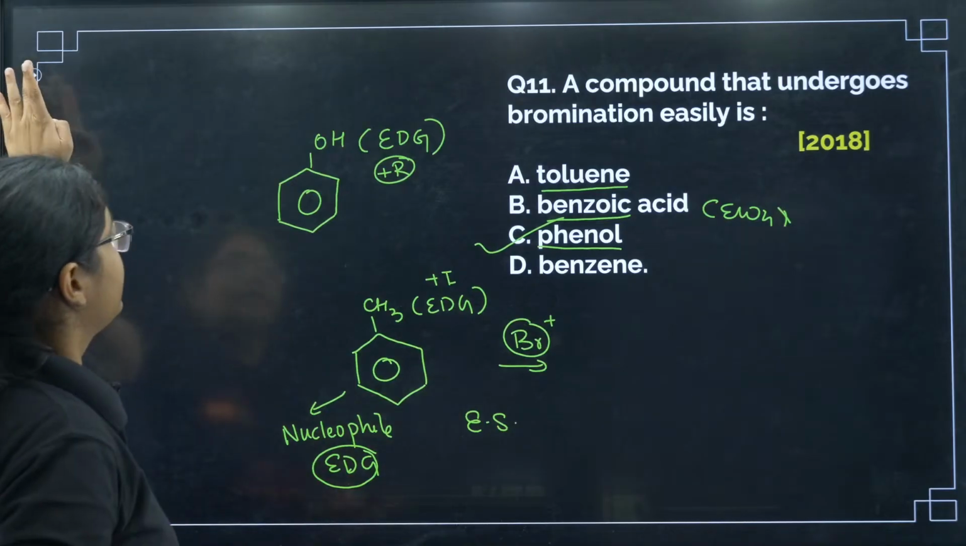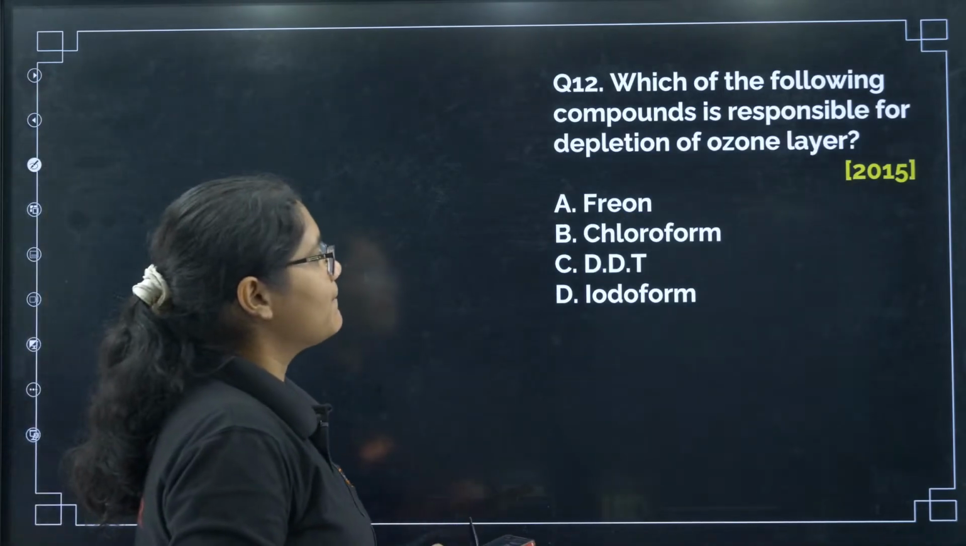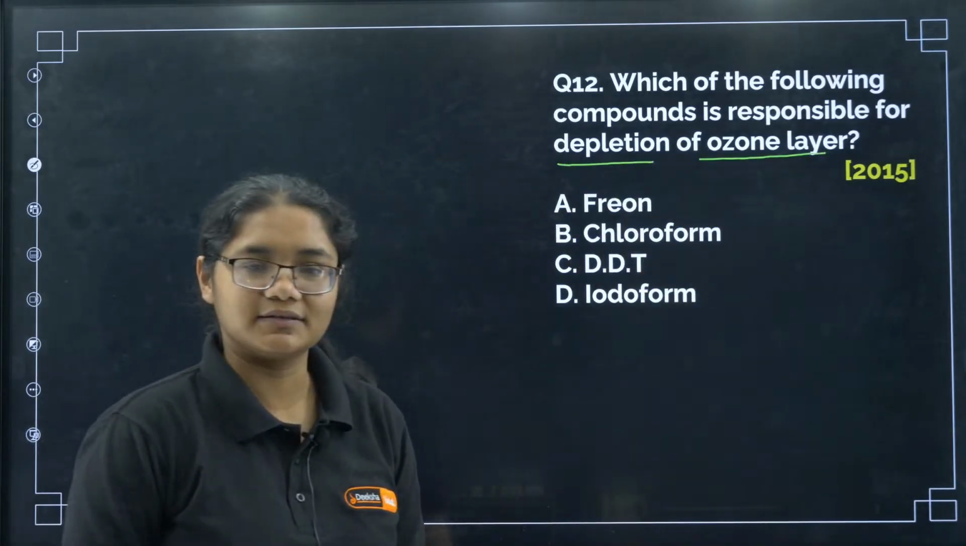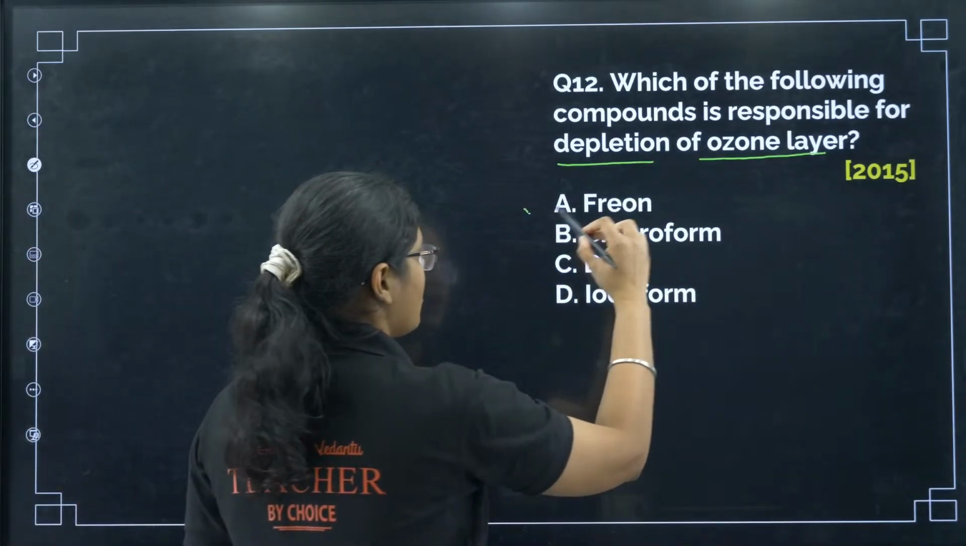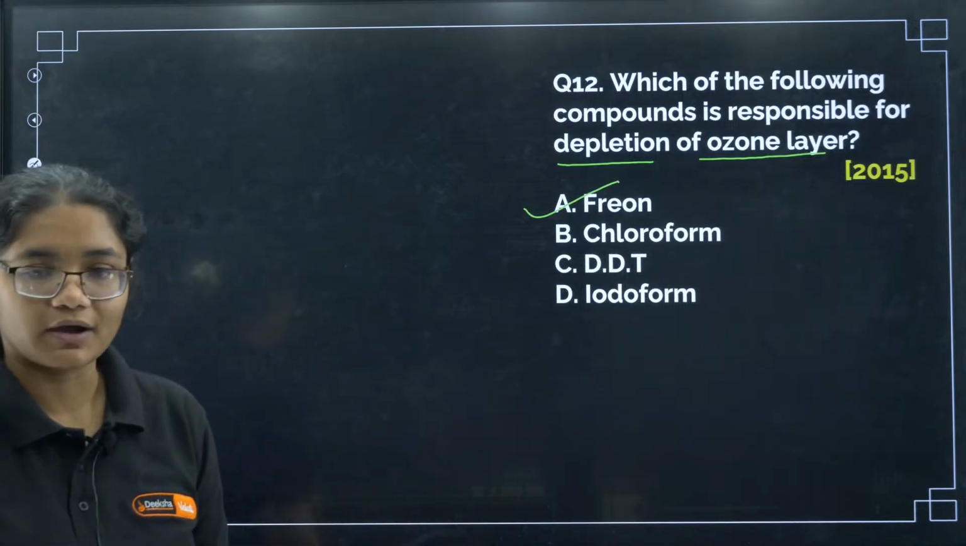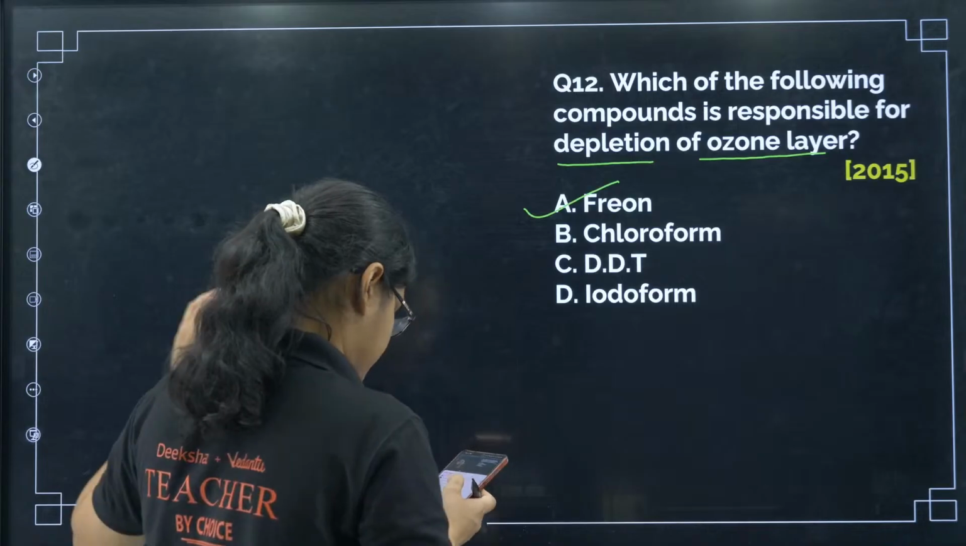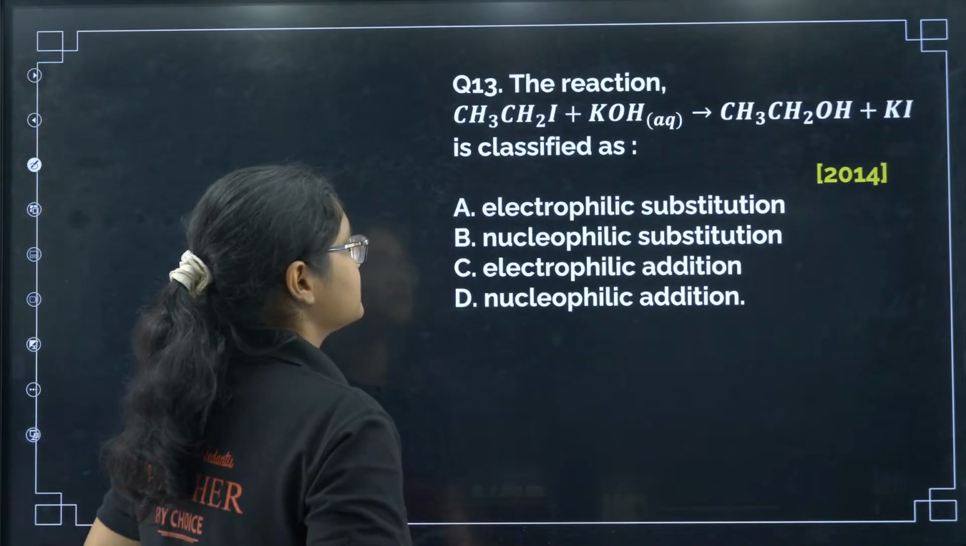Okay. Next, which of the following compounds is responsible for the depletion of ozone layer? This is very simple question. We know freons, that is your fluorochlorohydrocarbons, are responsible for the depletion of the ozone layer. Yes, A is the correct answer.